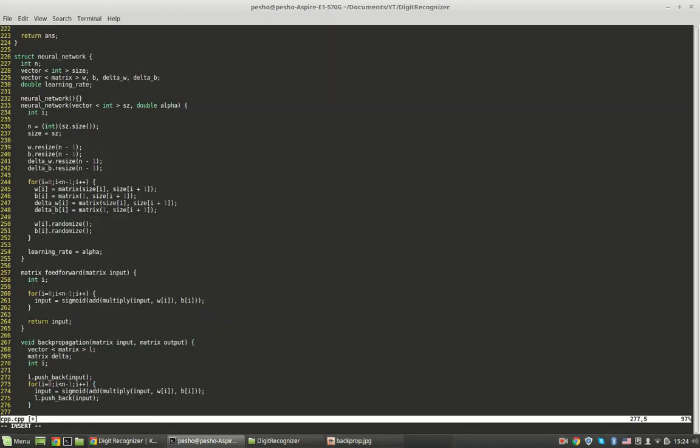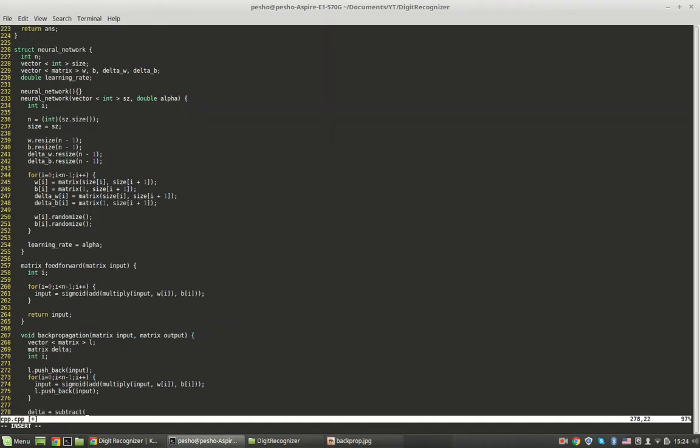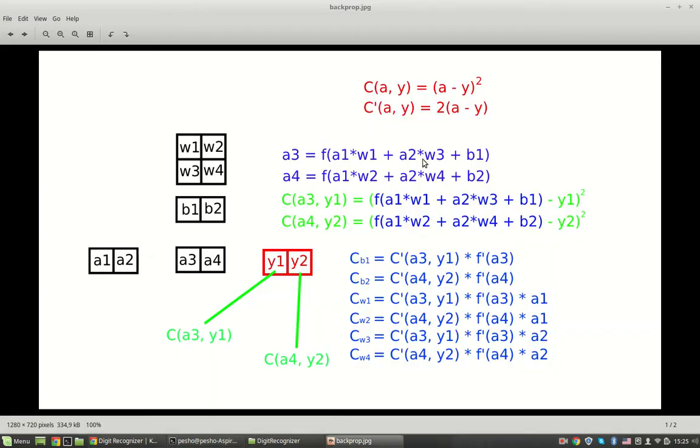So we first say delta equals subtract input and output, and don't forget that input is now the output of our neural network and output is the actually desired answer, the correct answer. So we first want to subtract input from output, and that's going to be our cost derivative here. And then, okay, you see that's just term by term, the cost between a3 and y1, and then a4 and y2. And then we want to multiply those things by the sigmoid derivative of the last layer.